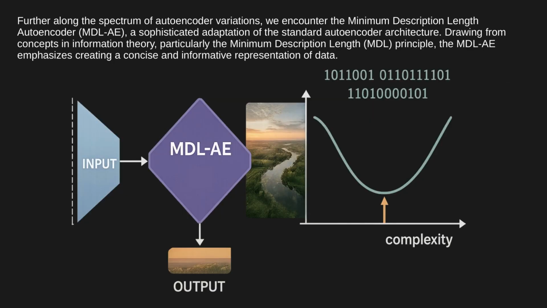Further along the spectrum of autoencoder variations, we encounter the minimum description length autoencoder, MDL-AE, a sophisticated adaptation of the standard autoencoder architecture. Drawing from concepts in information theory, particularly the minimum description length, MDL principle, the MDL-AE emphasizes creating a concise and informative representation of data.